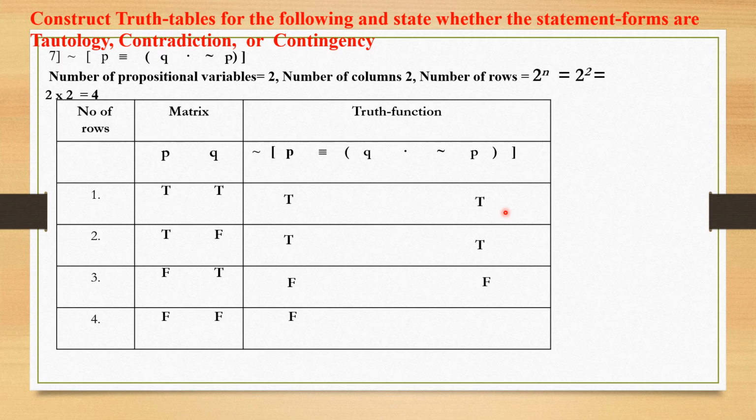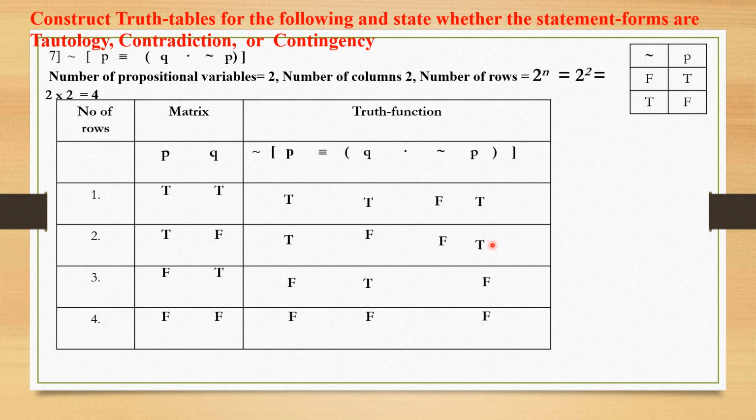Now write P's values, the second P's values, then Q's values. P's value will be true, true, false, false, and Q's value will be true, false, true, false. Now we have to negate P's value. First we'll negate it. If P is true, then its negation is false. If P is false, then its negation is true.